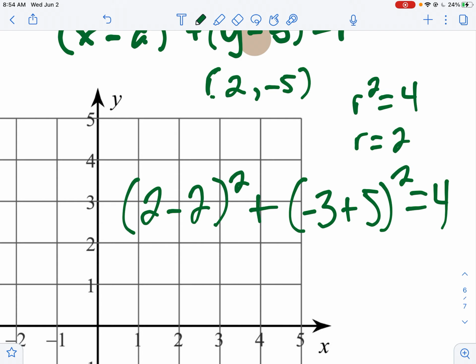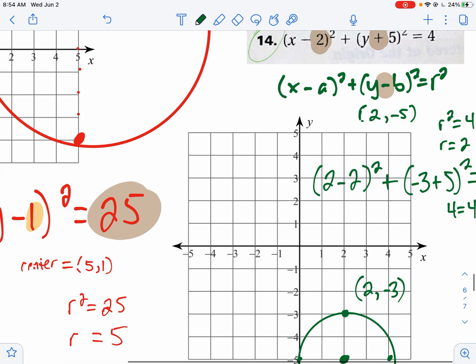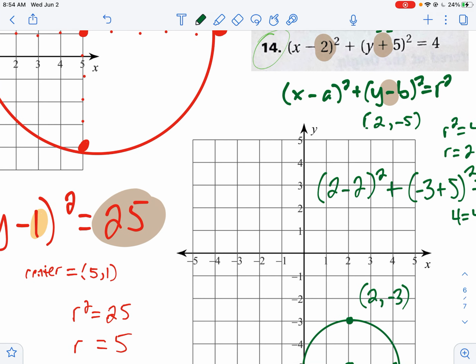2 minus 2 gives me 0. 0 squared gives me 0. Negative 3 plus 5 gives me 2. 2 squared gives me 4. And you notice it works. So there you go. You don't necessarily have to check it every time. I just like to show that it works.